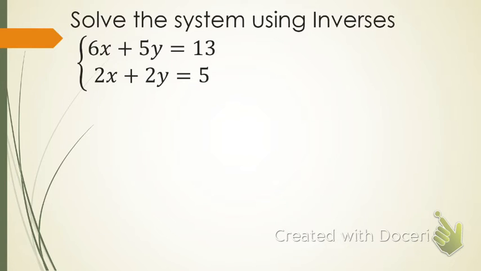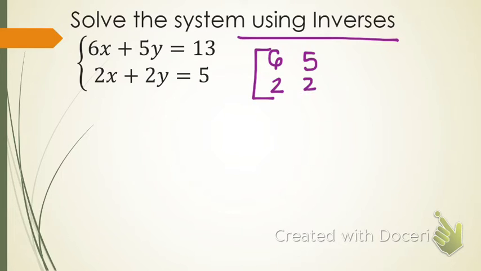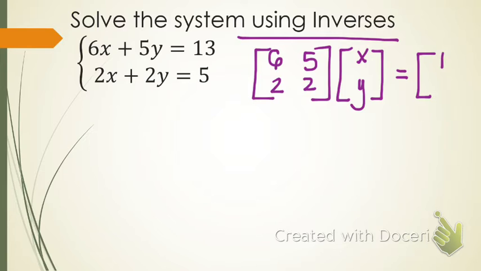So this method is using inverses. So go ahead and copy this down and then we will work through it together. So let's set up our matrix. So first we're going to set up our matrix using our coefficients. So the formula says you take your matrix for your coefficient, so 6, 2, 5, 2. If we multiply that by x, y, it is going to equal our constants.